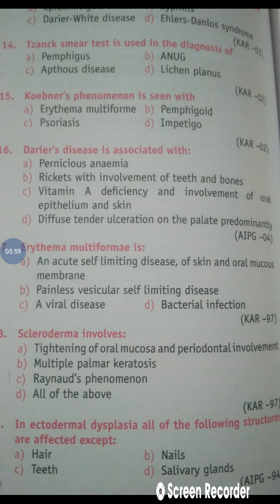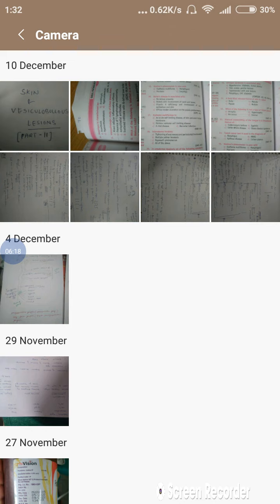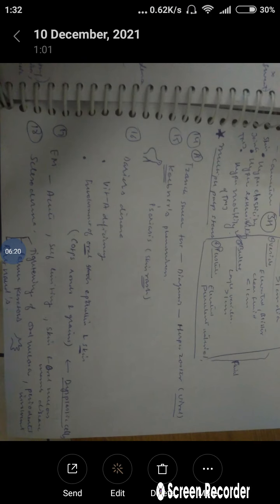Jump to question number 17, erythema multiforme. Now what is erythema multiforme? Erythema multiforme is an acute self-limiting disease of skin and oral mucous membrane. You have to learn this. Option A is correct, that is acute self-limiting disease of skin and oral mucous membrane. Okay, so you have to learn this.